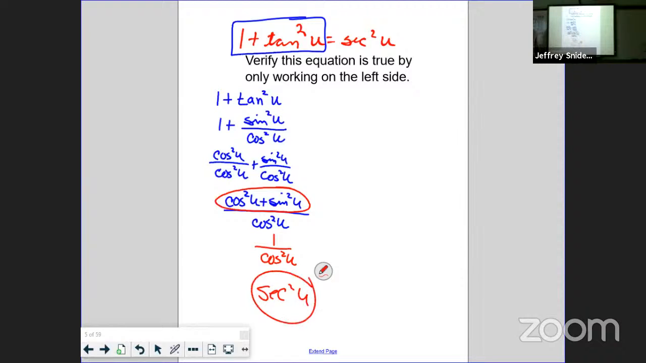1 over cosine squared u is secant squared u. I did it. I showed it's true. I didn't even touch the right-hand side. I didn't move things from left to right. I worked on one side and renamed it using properties I knew or identities I knew and what? Simplifying things. Okay, when you come back, we'll keep going.